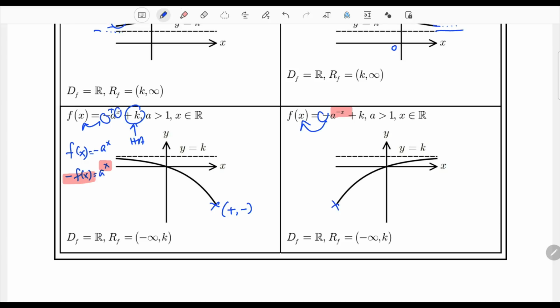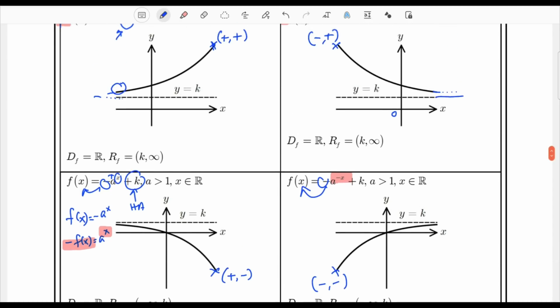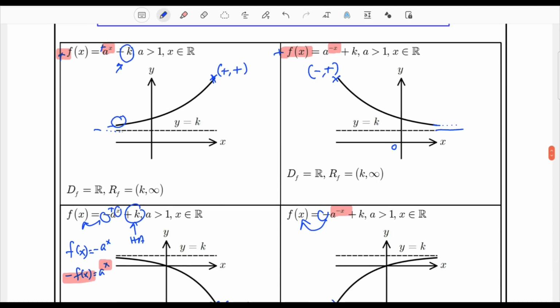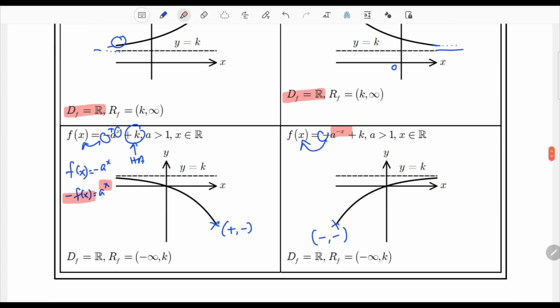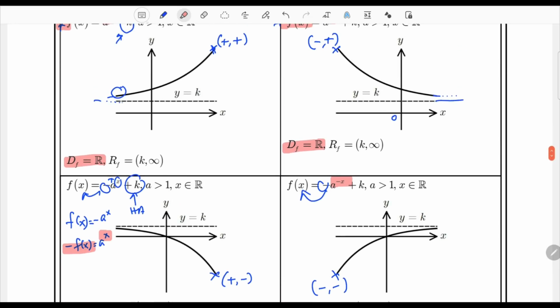So the outer point will be negative, negative. Okay, use this theory and everything will be easy. Then if you look at the domain for an exponential function, all will be real numbers. For every graph here, you can see that the domain is real numbers, right? And for the range, you look at the values of the y's.